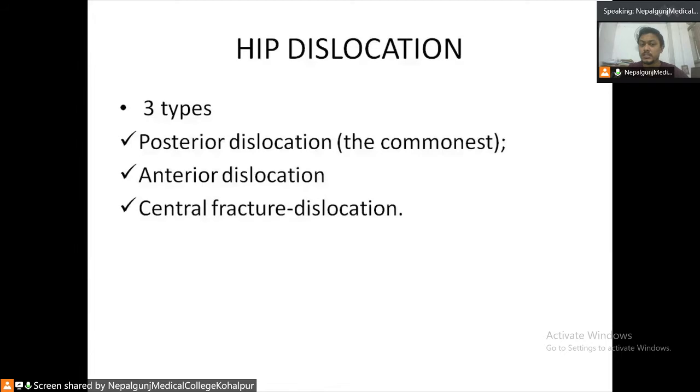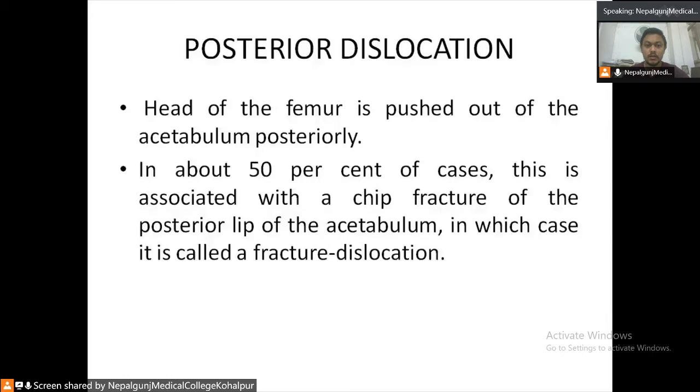So hip dislocation is of three types. It is a posterior dislocation, anterior dislocation, or the central fracture dislocation. Among these three, the posterior dislocation is the commonest variety. What happens in posterior dislocation is the head of the femur is pushed out of the acetabulum posteriorly. In about 50% of the cases, this is associated with a chip fracture of the posterior lip of the acetabulum, in which case it is also called a fracture dislocation.